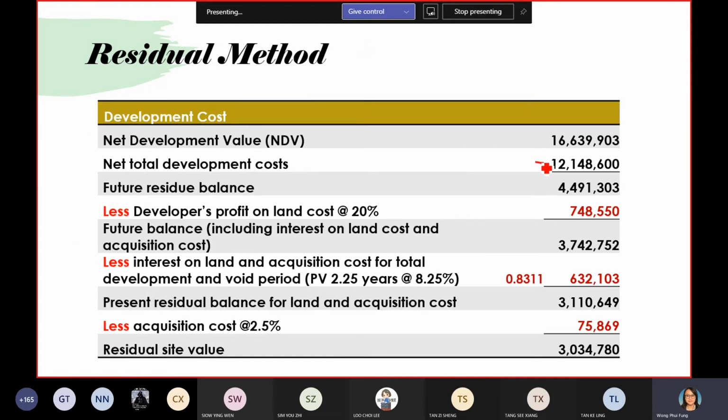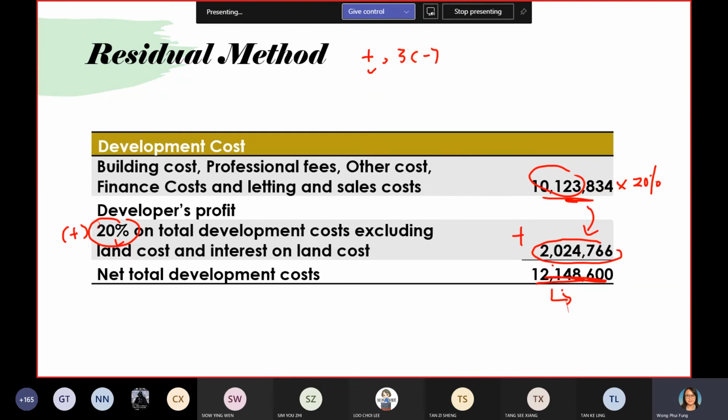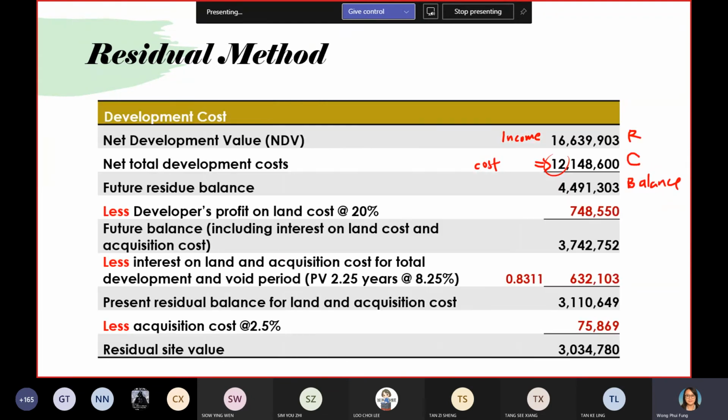After that, bring forward this figure to the next slide. This is the figure that you brought forward just now, the total cost. This is the income that you calculated at the beginning. This is the cost that you calculated just now. So you use the revenue minus the cost. This will be your balance, your surplus. This 16 is from the GDV. This 12 is from the previous slide, which is this one. So you bring forward here, minus already. This will be your balance. This balance is not the land cost yet. You need to minus the site acquisition fee. You need to minus the profit on the land cost.